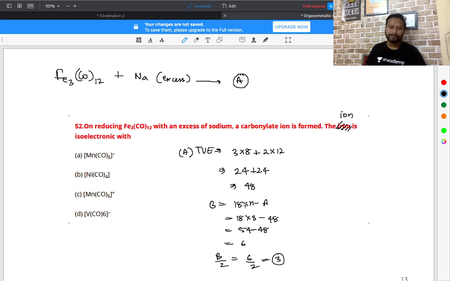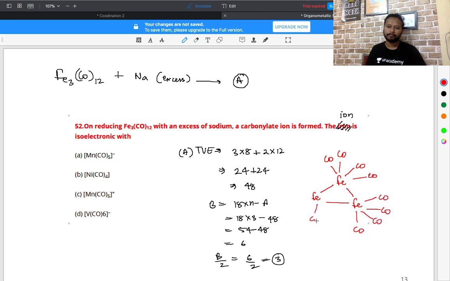in this complex. Okay, so if I make the probable structure of this complex, it will look something like this. Fe will be attached to Fe and will be attached to Fe like this. Okay, so 3 metal-metal bonds I have, and now I will just give these CO ligands equally to all these metal centers. Okay, equally I will just distribute to all of them. So I was having 12 CO ligands, I have just distributed them equally.